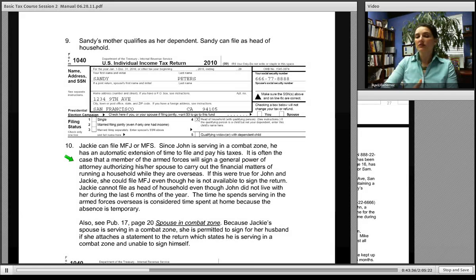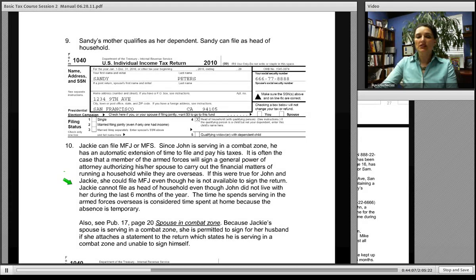She's eligible only for married filing joint or married filing separate, and probably married filing joint will be the most advantageous status. So since John is serving in a combat zone, he has an automatic extension of time to file and pay the taxes. It is often the case that a member of the armed forces will sign a general power of attorney authorizing his or her spouse to carry out the financial matters of running a household while they are overseas. If this were true for John and Jackie, she could file jointly even though he is not available to sign the return.